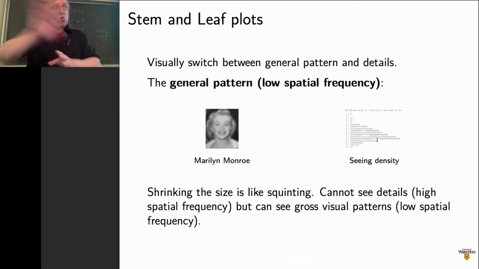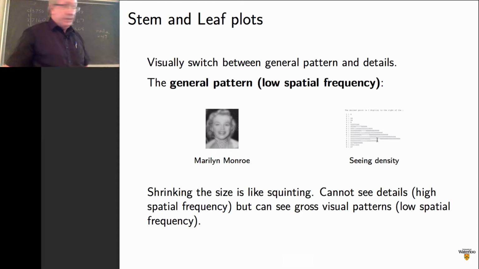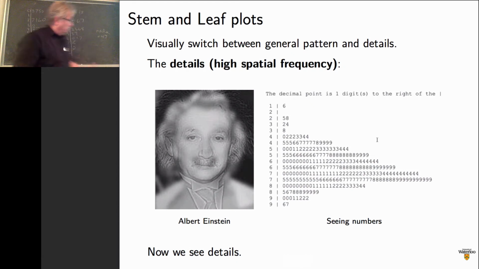So you get to just see the coarse elements. Now if I zoom in on it, I'll see more details. So zooming in, right, looks like that. And now it looks a little bit more like Albert Einstein. It's the same picture.